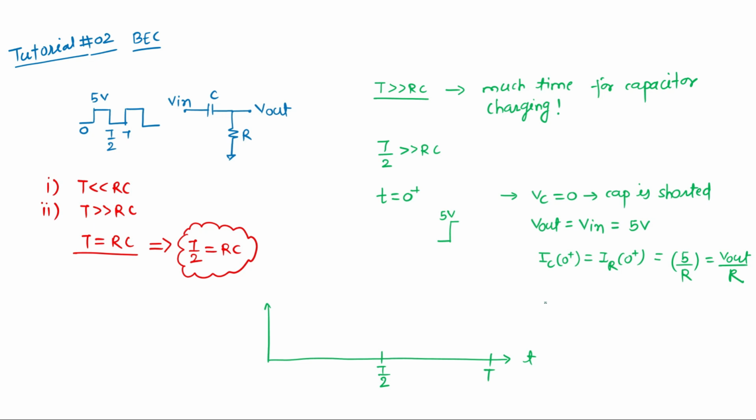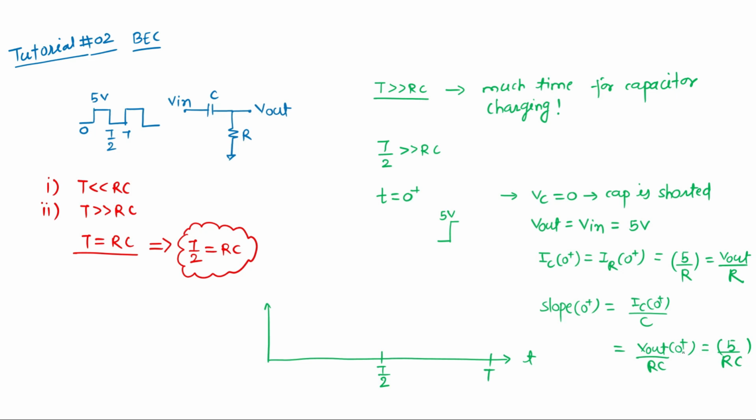So what is the slope of the capacitor voltage at this point? You all know this because you are already following the videos. The initial slope means the current around that instant divided by the capacitor value. So it is V out by RC, around that instant, so it is 5 by RC. This is the initial current which will charge my capacitor.